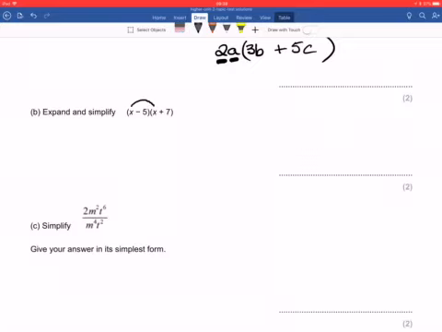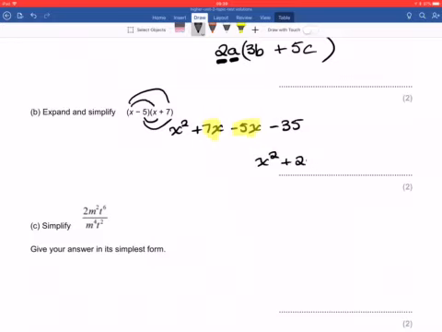So x times x gives me x squared. x times plus 7 gives me plus 7x. Minus 5 times x gives me minus 5x. And minus 5 times plus 7 gives me minus 35. I then can collect like terms, which are the x terms, if you look at them. So I end up with x squared plus 7x minus 5x gives me overall 2x, minus 35.